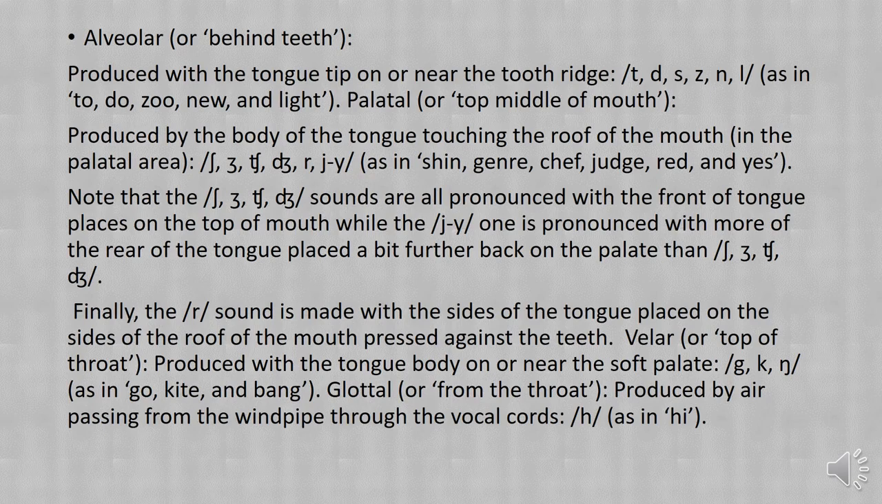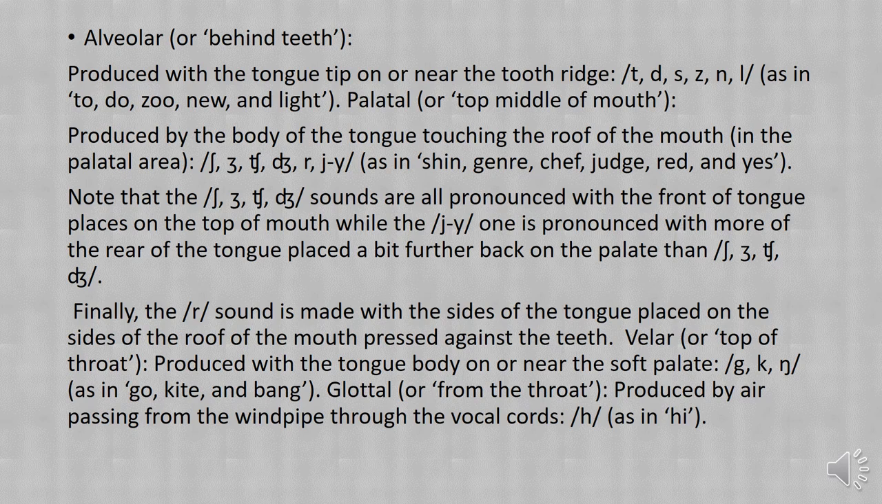Alveolar, or behind teeth, produced with the tongue tip on or near the tooth ridge: T, D, S, Z, N, L, as in to, do, zoo, new and light. Palatal, or top middle of mouth, produced by the body of the tongue touching the roof of the mouth in the palatal area: sh, zh, ch, j, r, y, as in shin, dinner, chef, judge, read, and yes.